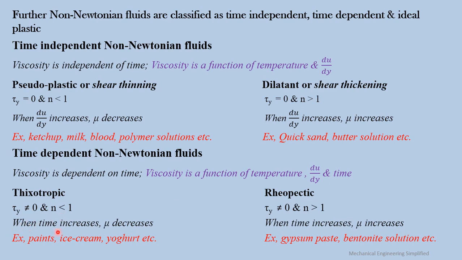In the thixotropic case, when time increases, mu decreases. That means when these substances are kept for a longer period of time, they eventually lose their viscosity. Examples: paints, ice cream, yogurt, etc. And in the rheopectic case, when time increases, mu increases, meaning as time passes, their viscosity increases. Examples: gypsum paste, bentonite solution, and many more.